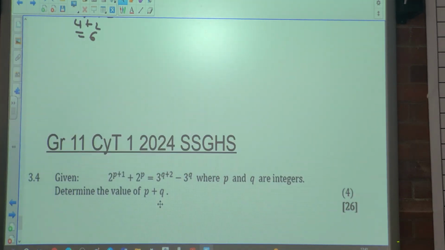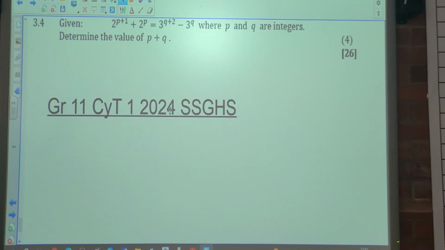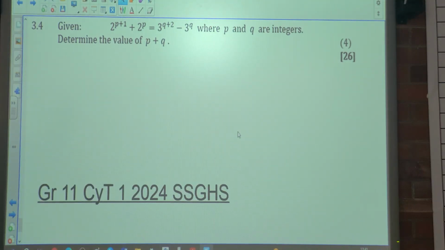People, let's look at the next one. 2.3.4. We are given 2 to the p plus 1 plus 2 to the p equals 3 to the q plus 2 minus 3 to the q, where p and q are integers. Determine the sum of p and q, or determine p plus q.